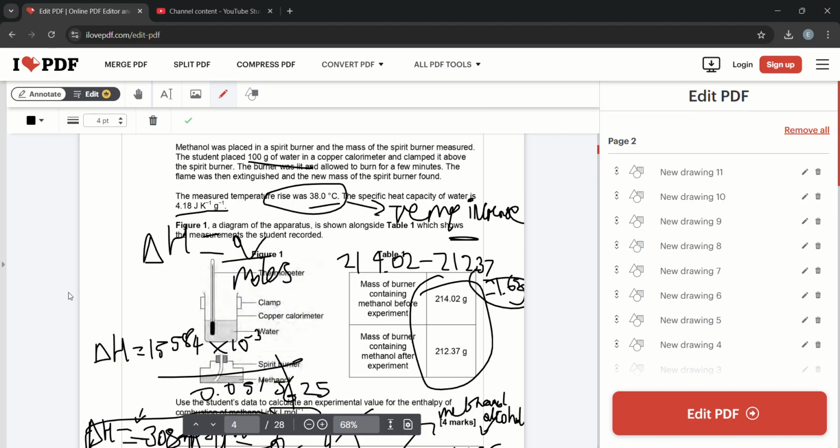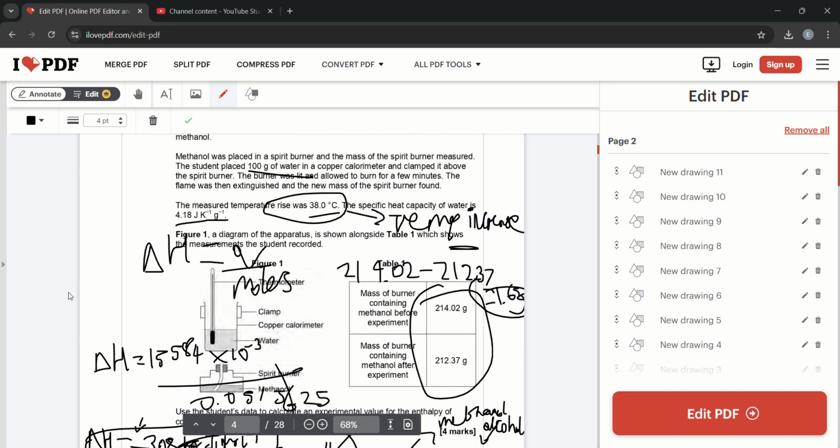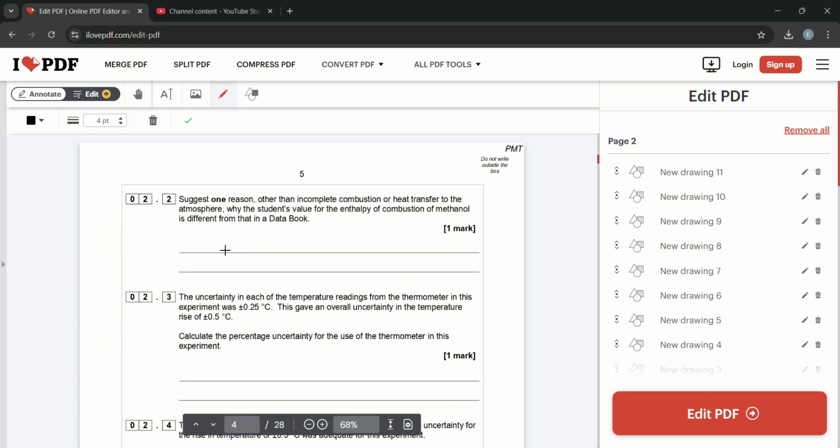So a lot of tiny tricks there: converting between the units, remembering these equations, and understanding that because the temperature rises, it's got to be a negative symbol, etc. But that's the end of question 2.1.